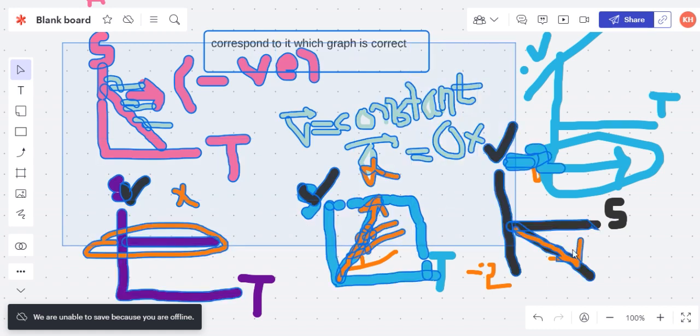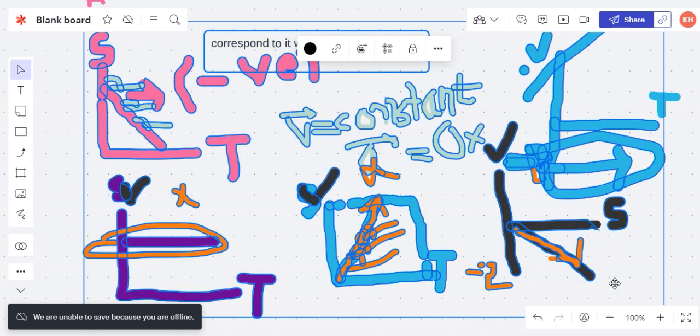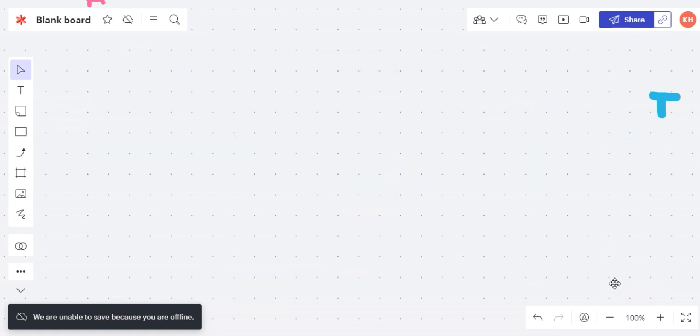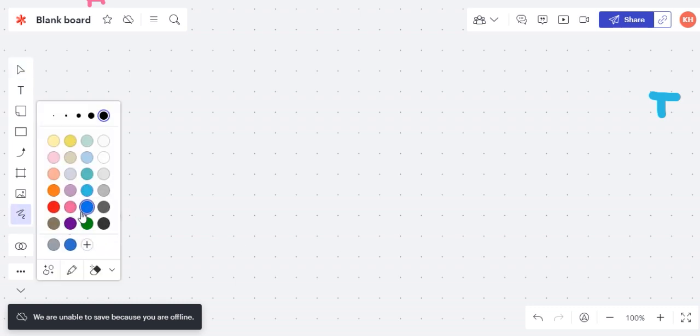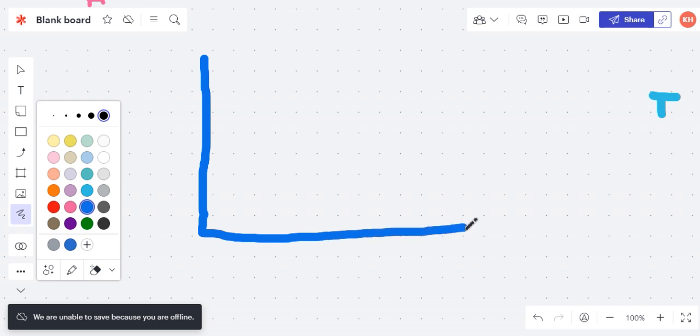So let's just erase it and deal with the other question as well. You have to identify what this exactly represents and what it means. So I'm drawing a graph here. It's something like this, a graph here, and I'm drawing something like this.